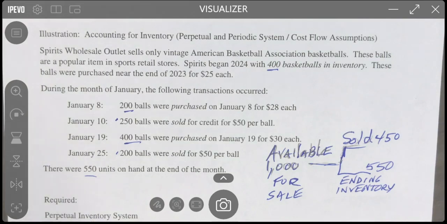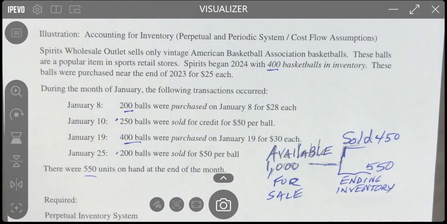Hi. In the previous 6 videos, we illustrated inventory accounting where we had 400 basketballs in beginning inventory. We purchased 200 on January 8th. We purchased 400 on January 19th. So during the month, we had a total of 1,000 available for sale and 450 were sold during the month.